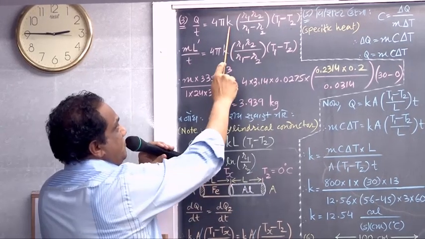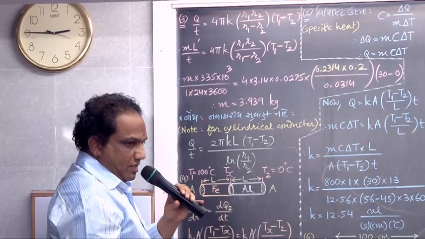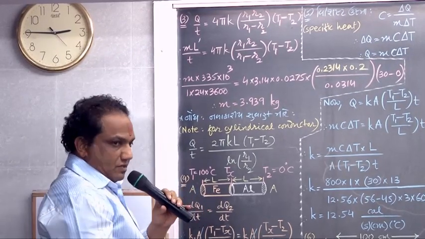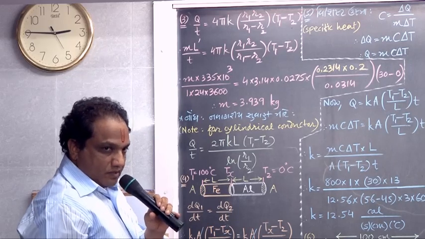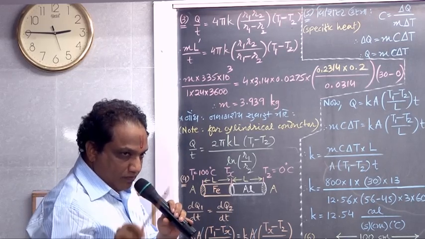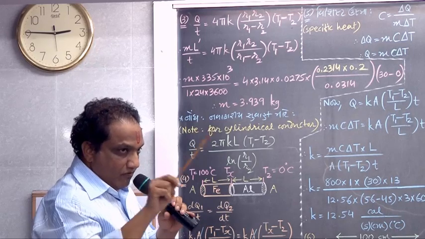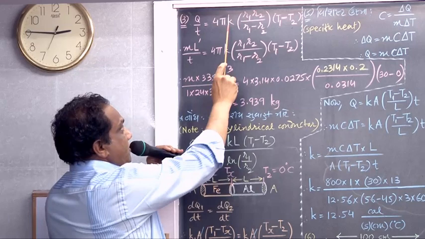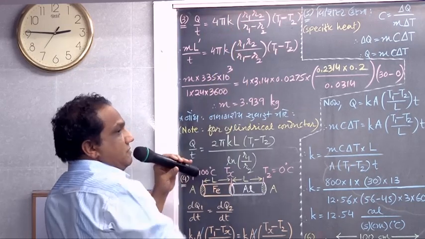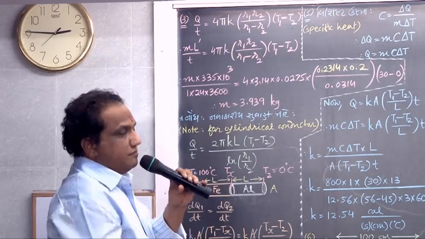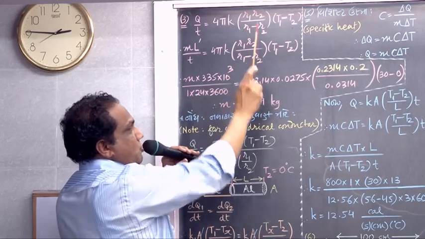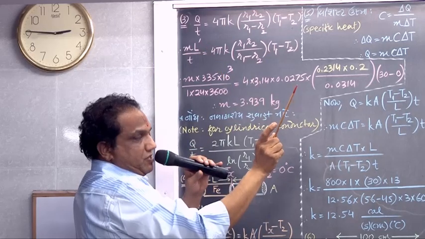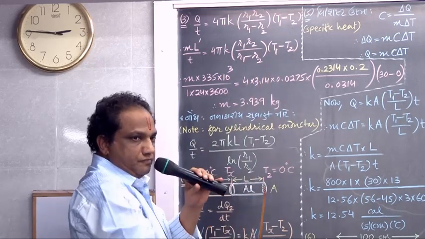Come on. What is small k? Thermal conductivity of the wall of that cavity. And the wall of that cavity is made up of which material? Thermocol. So its thermal conductivity is given to us. What is R1? Outer radius, which is bigger. What is R2? Inner radius, which is smaller. What is T1? Higher temperature. What is T2? Lower temperature.